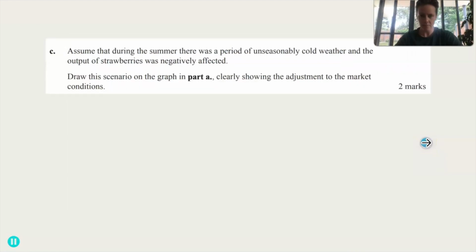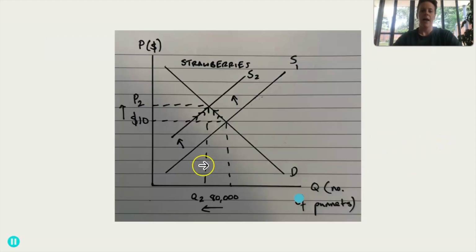Cool, and then assume that during the summer there was a period of unseasonably cold weather. Okay, so negative climatic conditions are back. Examiners love this, right? I'm hoping in your mind you're thinking, right, I'm dealing with the supply curve. So you need to draw this scenario on your original graph, and then show the adjustments to the market conditions. Very similar to what we did in the last question. We've got our supply curve shifting to the left.